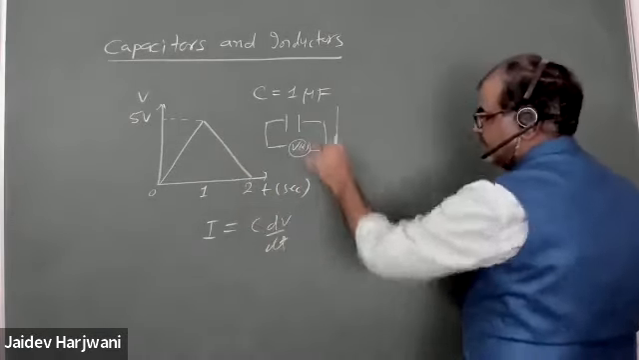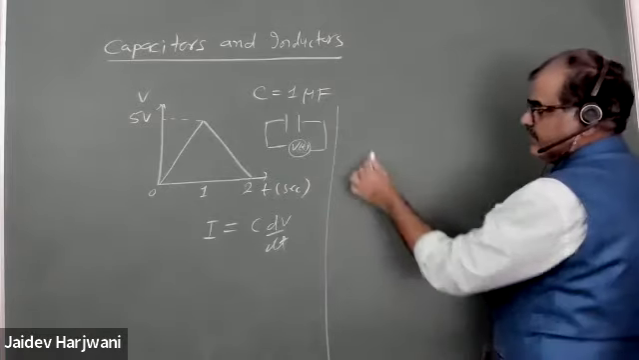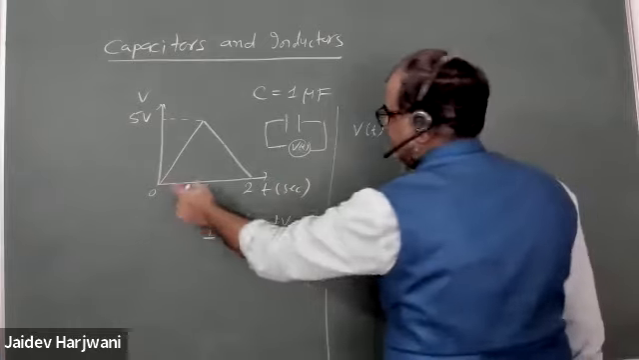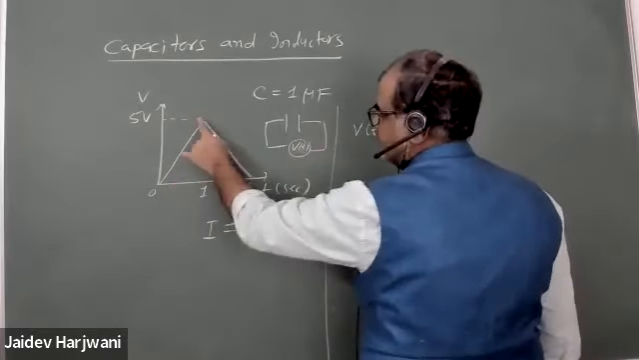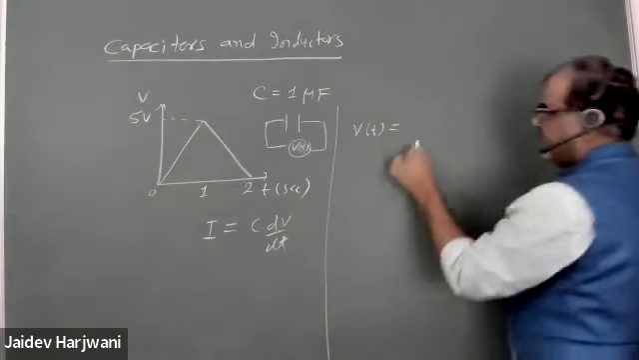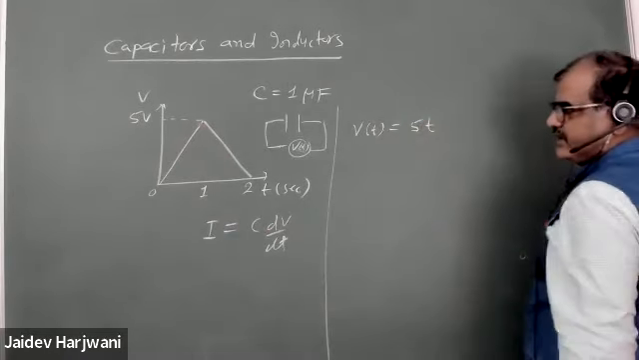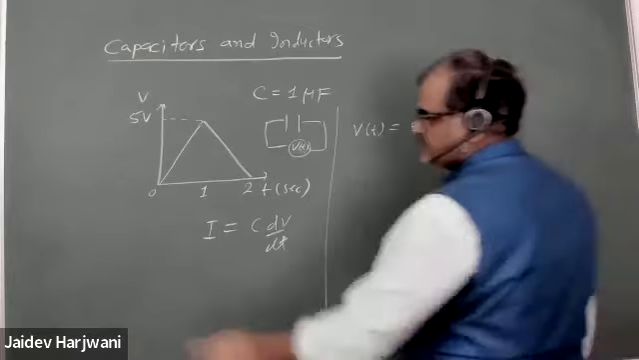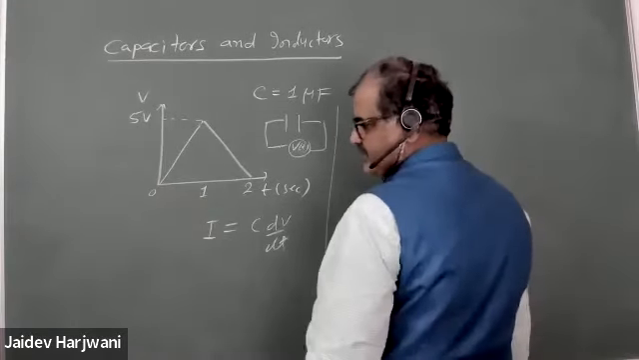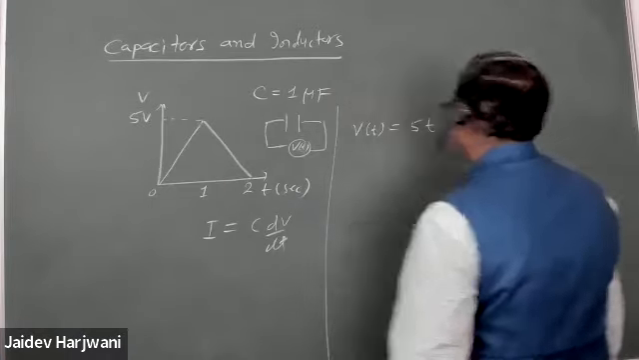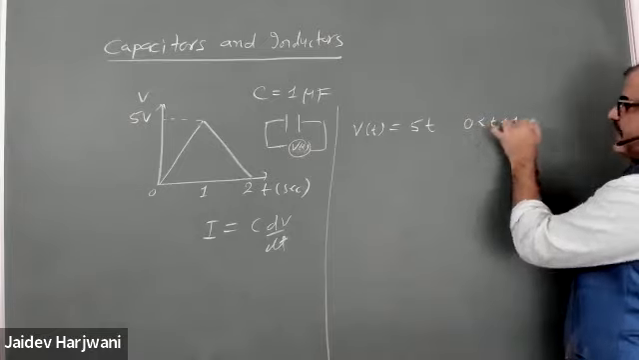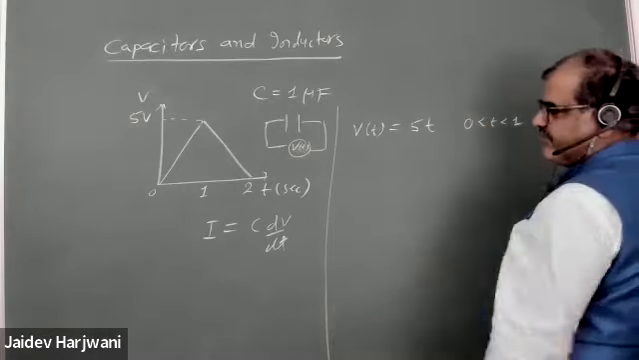So let me write the equation for V. If I want V, the slope of this graph is 5 minus 0, so I can write the equation for V(t) is 5t, and since it starts from the origin the c is 0, this is a y equals mx plus c type of equation. So from 0 to 1 second the V(t) is 5t.